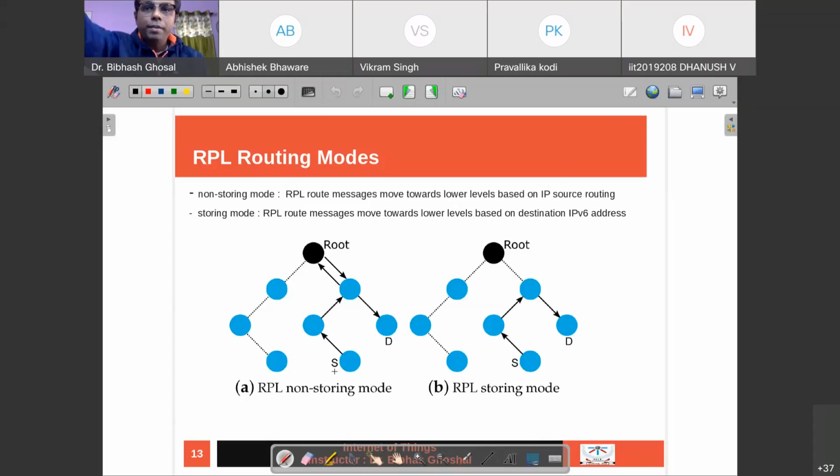So is it okay? The idea of this, is it clear to everyone? The DODAG information, how is it being used in RPL?